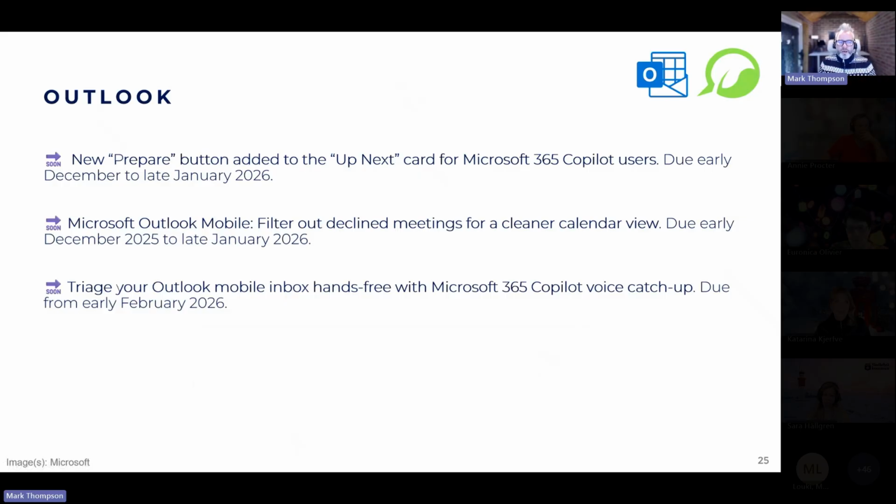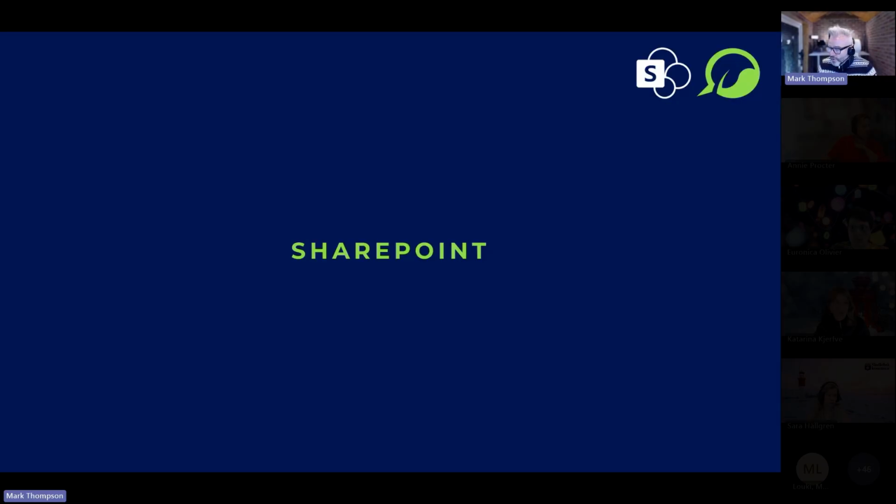And now some hands-free functionality coming to your Outlook inbox with M365 Copilot voice catch-up. You can get it to just talk about your inbox and help you triage it and do stuff with it. I don't know how that's going to work, but look out for that in the new year, folks. If you spend a lot of time traveling, then maybe that would work for you. Folks, just some quick ones there for Outlook. Anyone got any questions, comments, or observations?